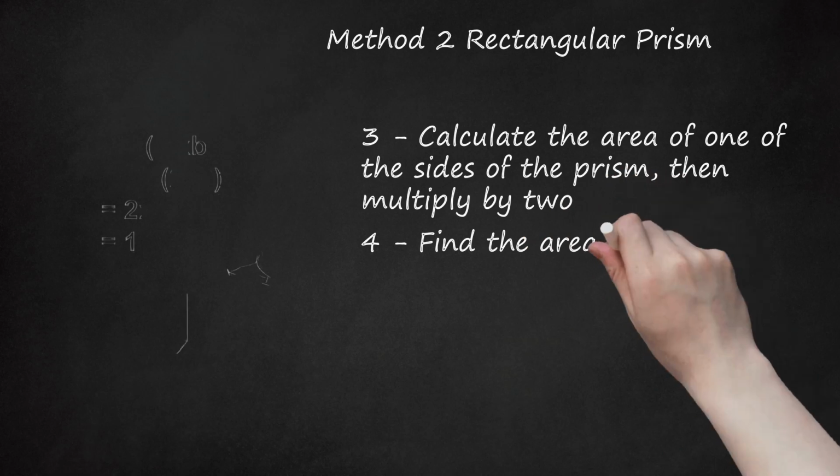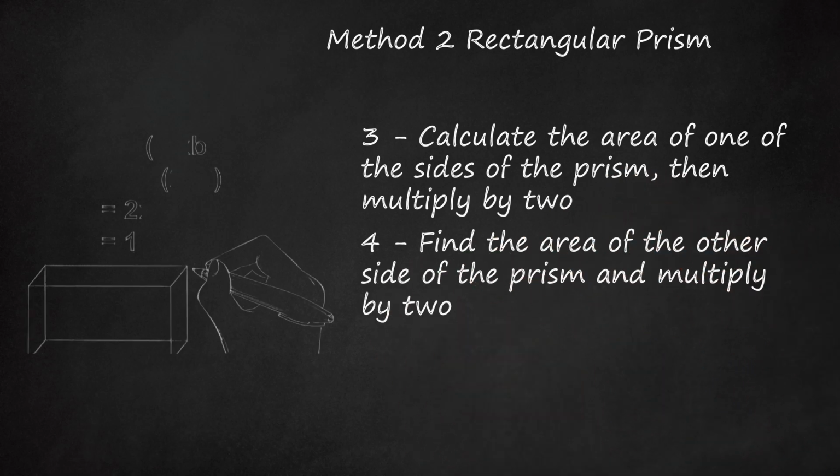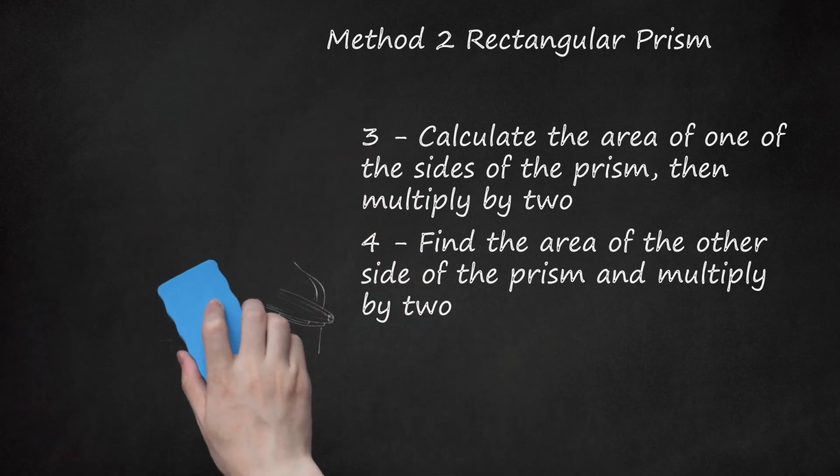4. Find the area of the other side of the prism and multiply by 2. Like with the first pair of faces, multiply the width and height, or A and B, to find the area of another face of the prism. Multiply this measurement by 2 to account for the opposite identical sides. Example: 2 x (A x B) = 2 x (2 by 3) = 2 times 6 = 12 square centimeters.